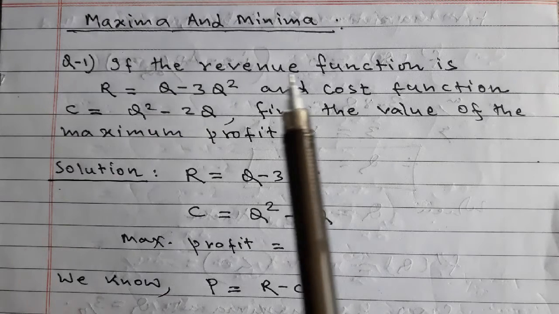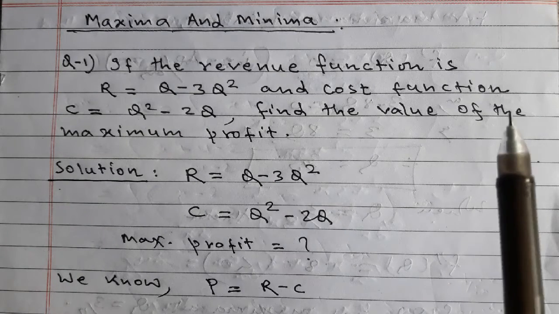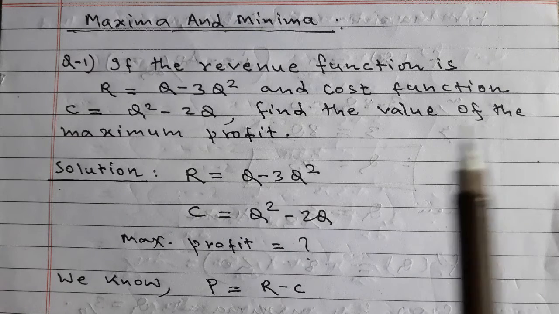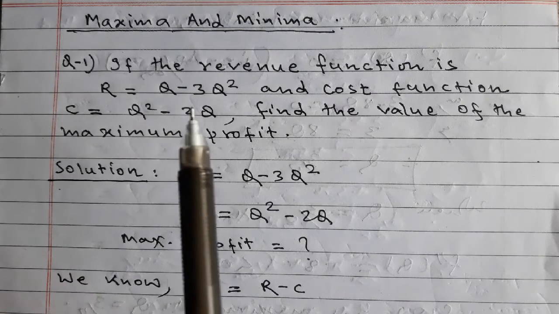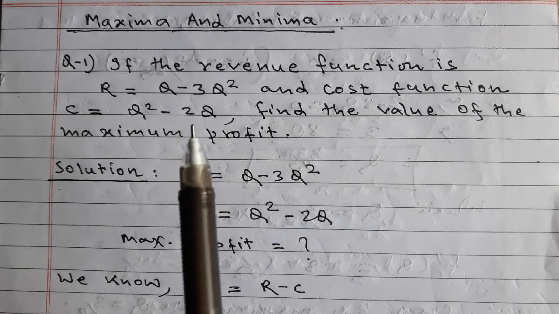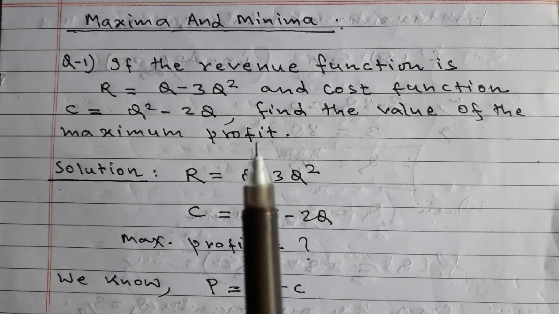Question number 1. If the revenue function is R equal to Q minus 3Q square and cost function C is equal to Q square minus 2Q, find the value of the maximum profit. If the revenue function is R equal to Q minus 3Q square and cost function C is equal to Q square minus 2Q, find the value of the maximum profit.